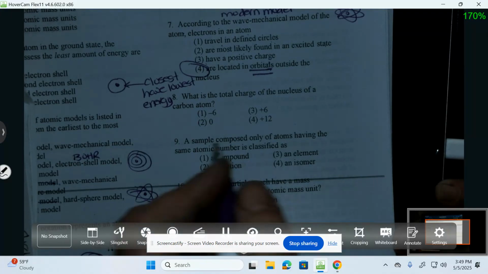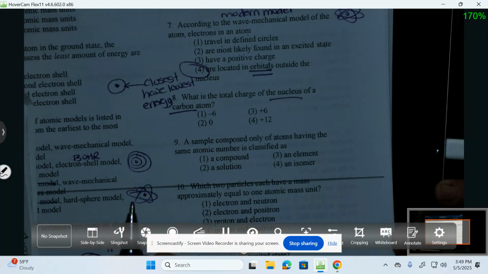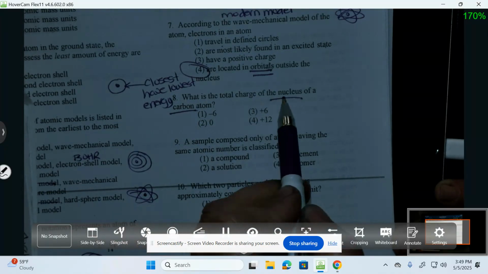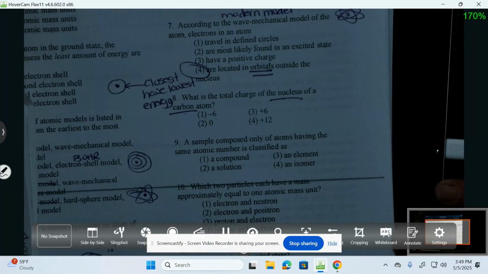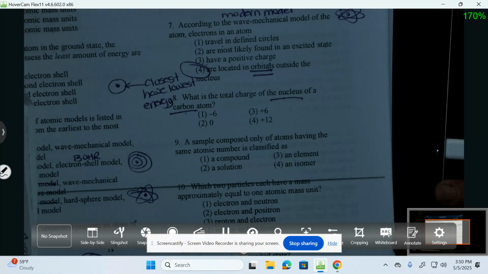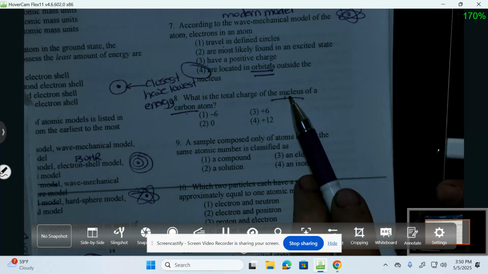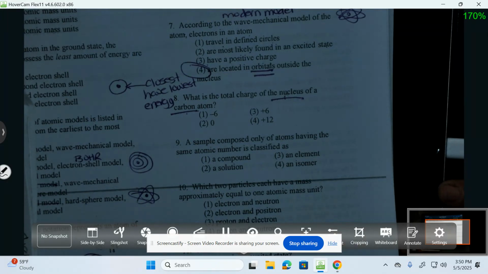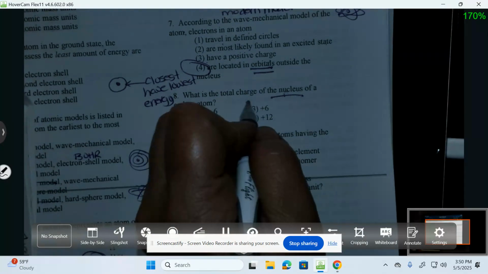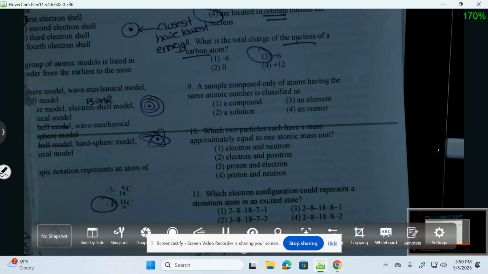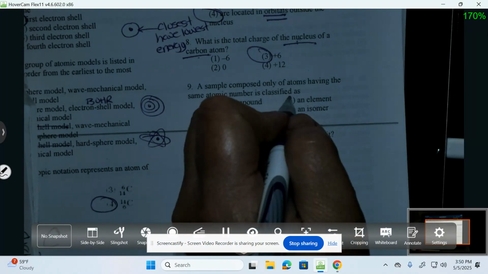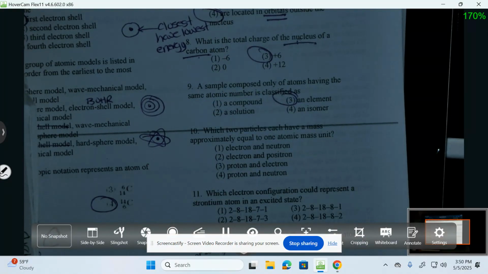All right. What's the total charge of a nucleus of a carbon atom? Hey, we just had this question already, didn't we? The nucleus has protons and neutrons in it, and only protons have a charge. So therefore, the charge of a nucleus has to be positive whatever number of protons that carbon atom is going to have. How many protons does a carbon atom have? 6. Good job. A sample composed of only atoms having the same atomic number is classified as an element. They're all the same element.